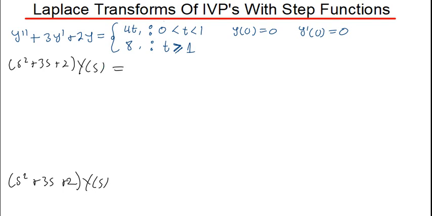This is equal to, so I have this as a step function. I need to write it as a unit step function or the Heaviside function. For this part, it's just going to be 4t open bracket. The way I'm writing this is the simplest way you can write it. There would be other ways, but I recommend this as the simplest way to transform from a step function to a unit step function, that is after you shift.